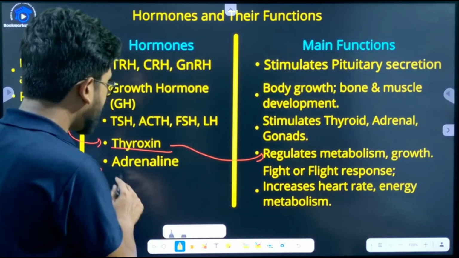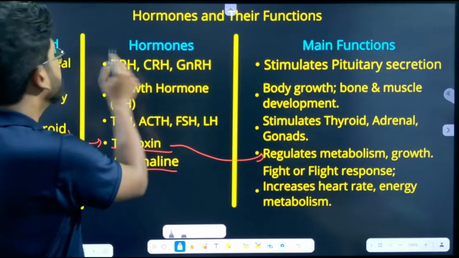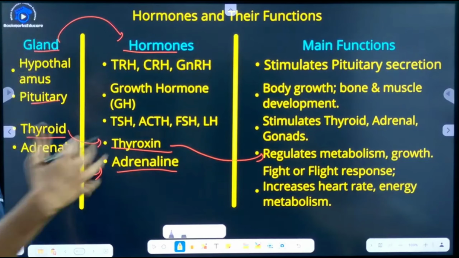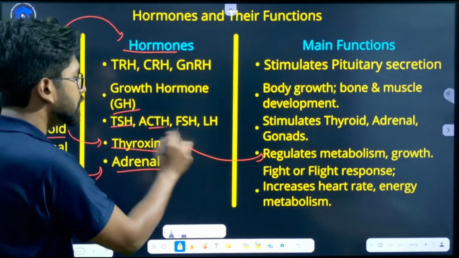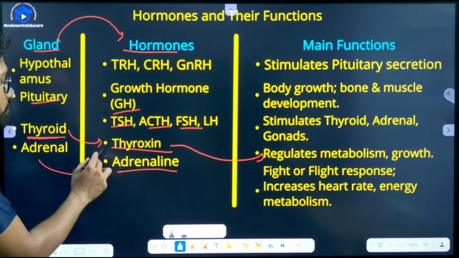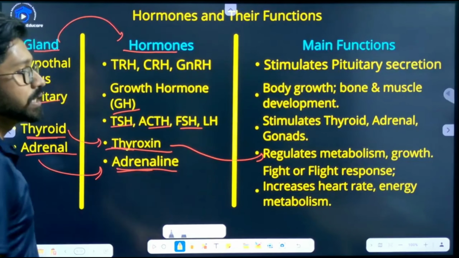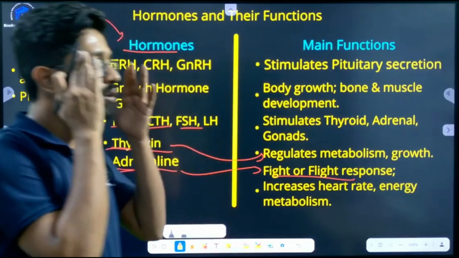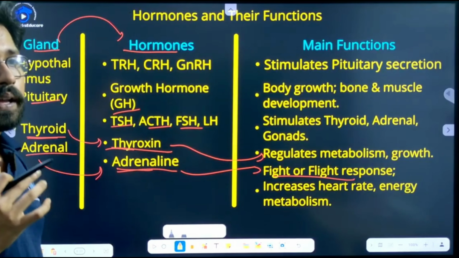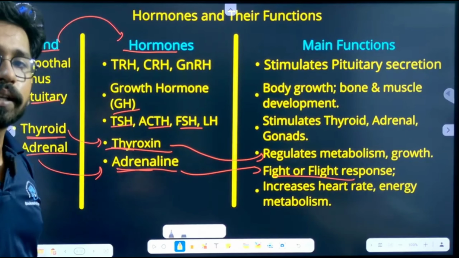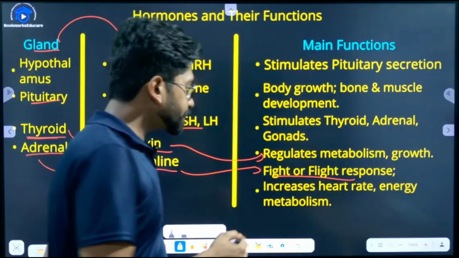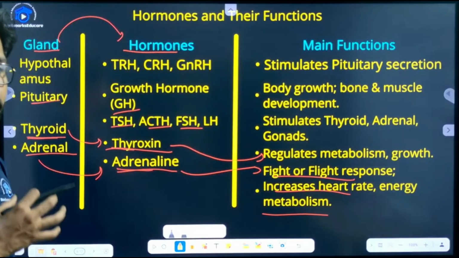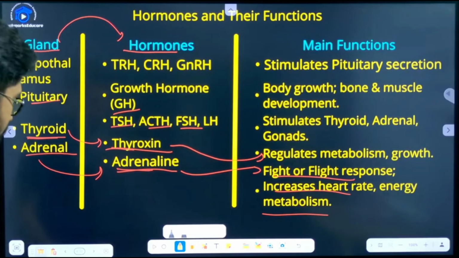Adrenal is the gland name, adrenaline is the hormone name. Okay, you have to remember that very nicely: gland name, hormone name. Sometimes it can vary. Like for the pituitary, the hormone is not called pituitrin. It is called GH, TSH, FSH, LH, like that. At the same time, the thyroid hormone is called thyroxine. The adrenal hormone secreted is called adrenaline. So remember the names properly. What adrenaline does is it triggers your fight or flight response. In any kind of emergency, your body goes into fight or flight response. There is some sympathetic nervous system signaling that works, resulting in increased heart rate, increased energy metabolism, resulting in a sudden burst of energy for emergency purposes.